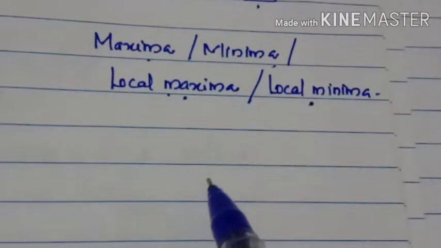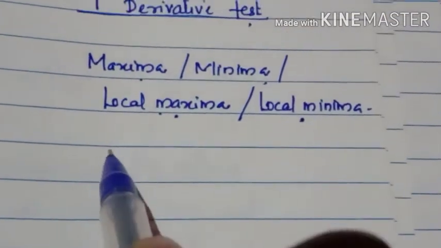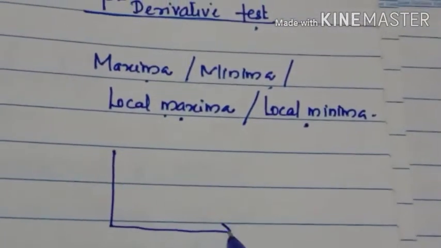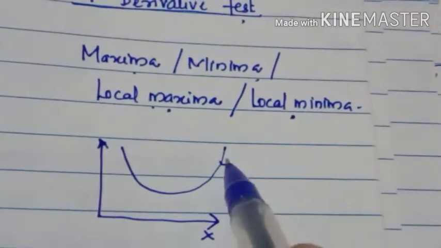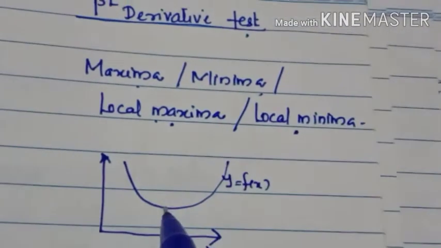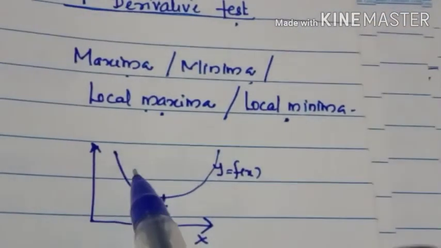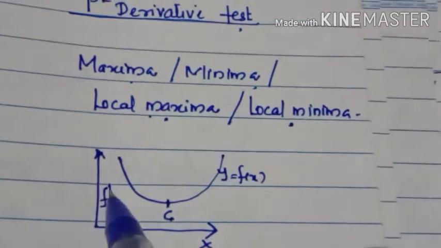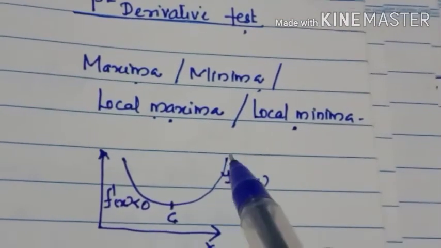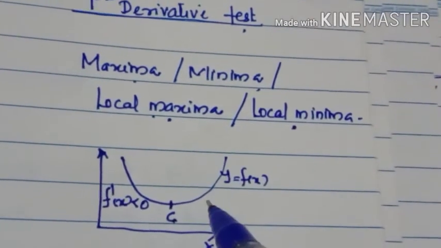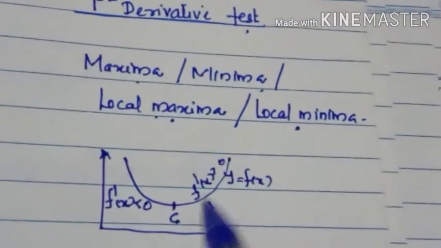In the previous video, we studied some graphs and I am going to take the same graph here. Okay, let's see the graph. We have a curve y equal to f of x and there is a point c. Now listen, from here to c, the graph is decreasing and therefore f dash of x is less than 0. From c to here, the graph is increasing, therefore f dash of x is greater than 0.